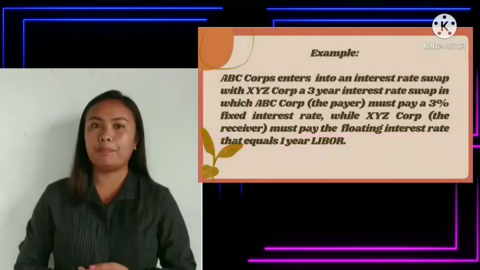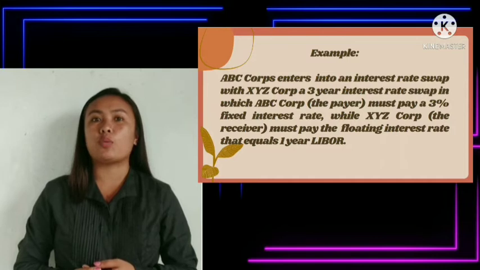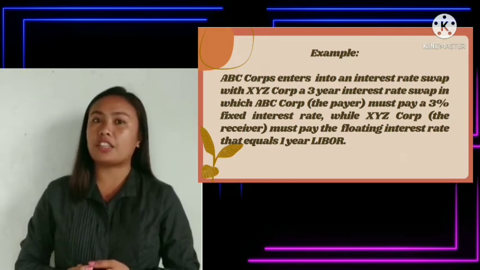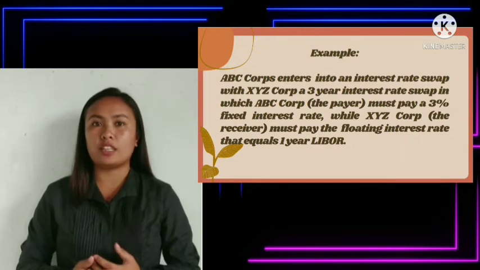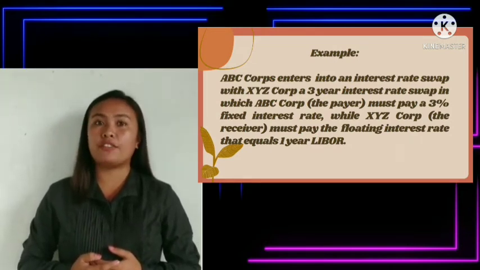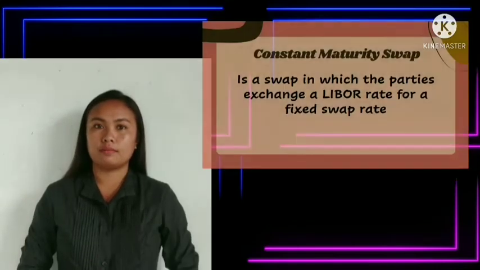For example, ABC Corp enters into a 3-year interest rate swap with XYZ Corp, in which ABC Corp, the payer, must pay a 3% fixed interest rate, while XYZ Corp, the receiver, must pay the floating interest rate that equals 1-year LIBOR.